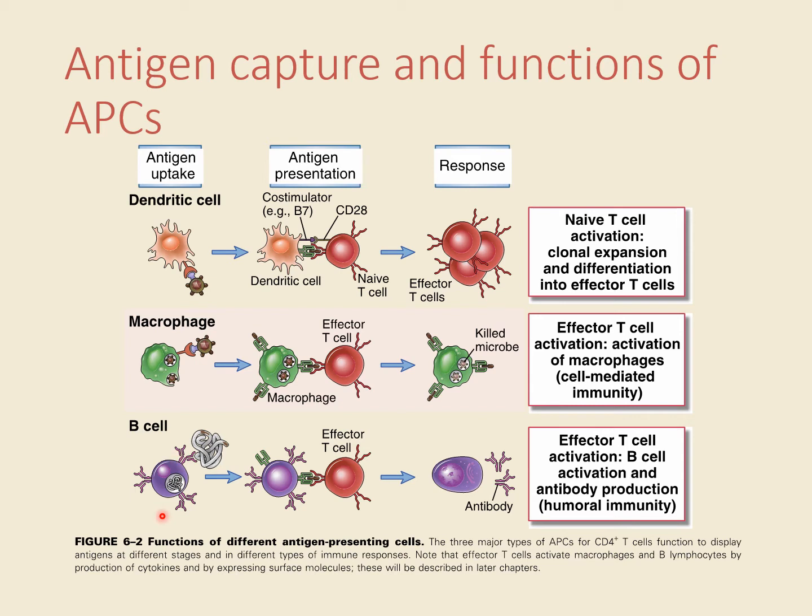B cells can also recognize those antigens and have MHC class II molecules on the surface, which then activate T helper cells, or effector T cells, which activate B cells and result in antibody production, or humoral immunity. So antigen processing and presentation via antigen presenting cells may result in naive T cell activation, cell mediated immune response as well as antibody mediated or humoral immunity.